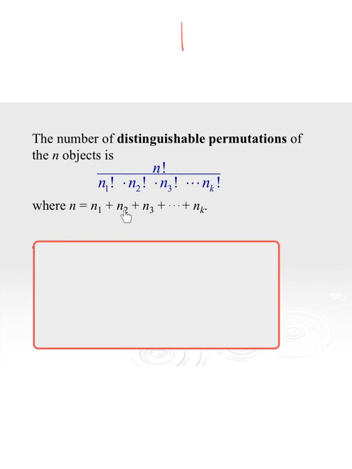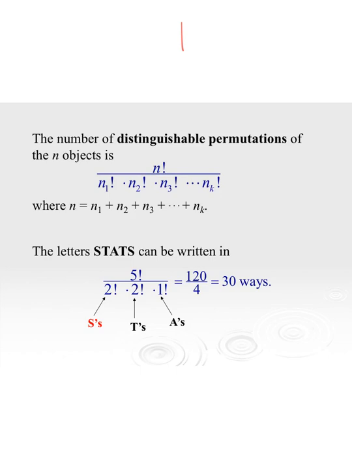So n1 plus n2 plus n3 is going to equal n. If we take this and apply it to our example of stats, we can see that there are in fact 5 different letters, so our n value is going to be 5. The S repeats twice, so we have a 2 factorial. The T also repeats twice, so we have a 2 factorial for that. And the A value repeats once.